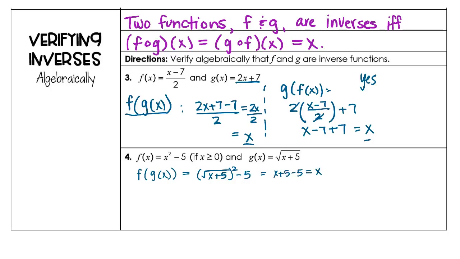Now we're going to go the other direction. We're going to look at g of f of x. And so when we do that, I'm going to substitute in our x squared minus 5 in place of x in g. And then we have plus 5. And so that's going to leave me with the square root of x squared, which is just going to generate x for us. So again, notice these two did end up being x. So yes, these are inverses of each other.